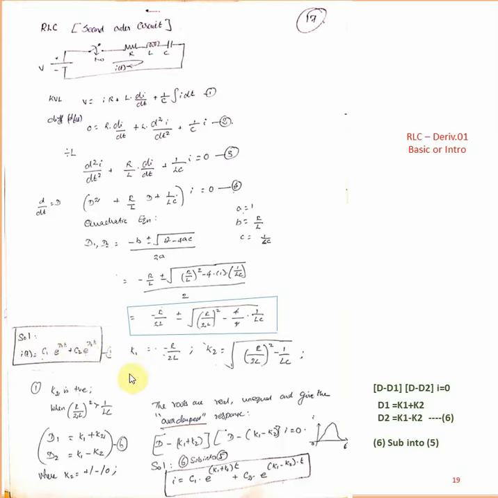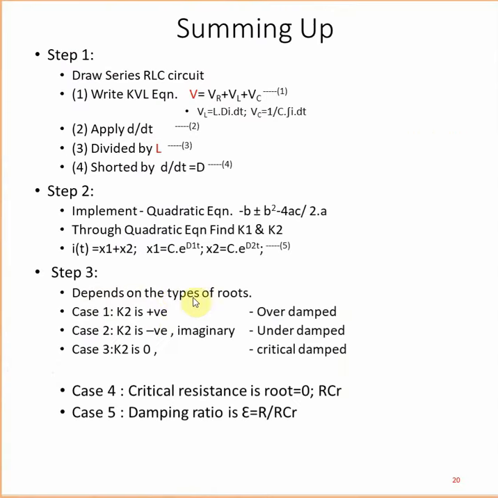Then next, based on the roots, the K2 value is either 0, negative, or positive. Like this you are going to classify the damping. If it is positive, it means over damped. Negative and imaginary means under damped. And K2 equal to 0 means critical damped.